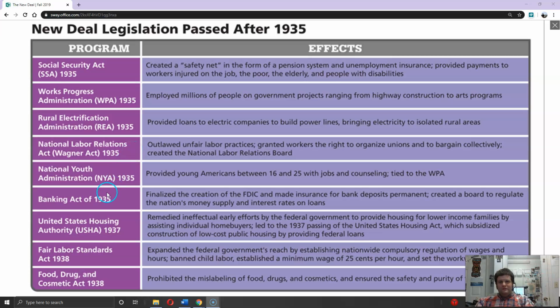Another program that's worth mentioning, one more, is the FDIC, which came out of the Banking Act of 1935. The FDIC insures bank deposits. So when you put your money into a bank nowadays, if something happens to that bank, the FDIC insures your money up to a certain amount. You don't lose your money in the bank.